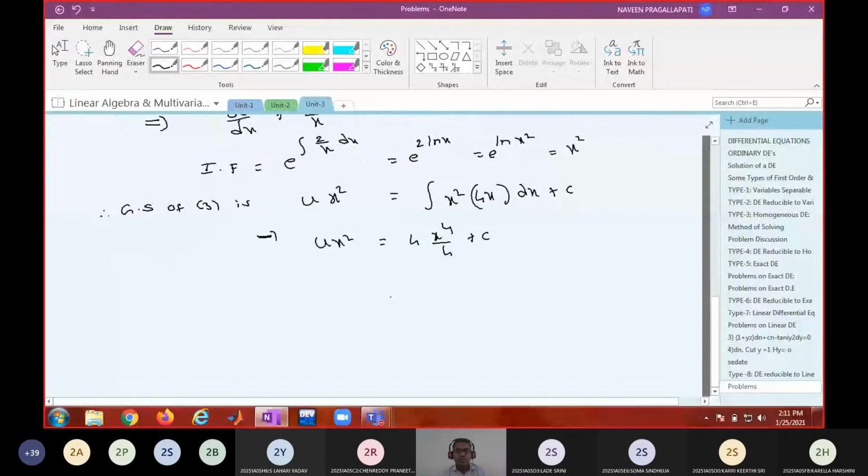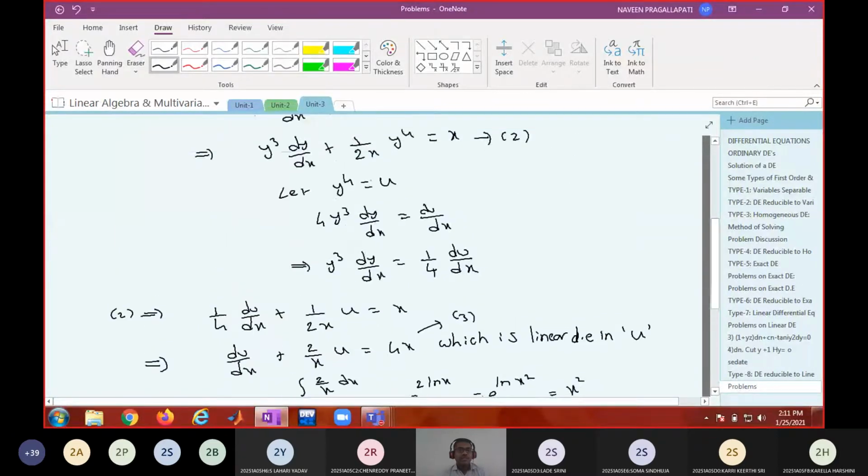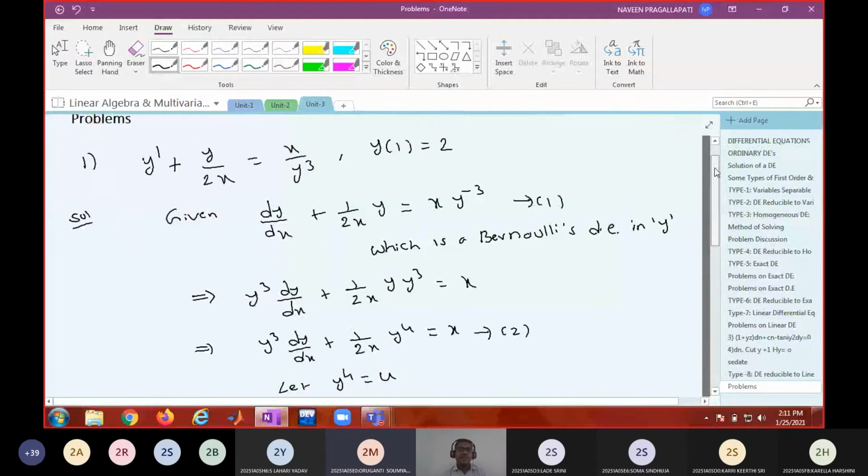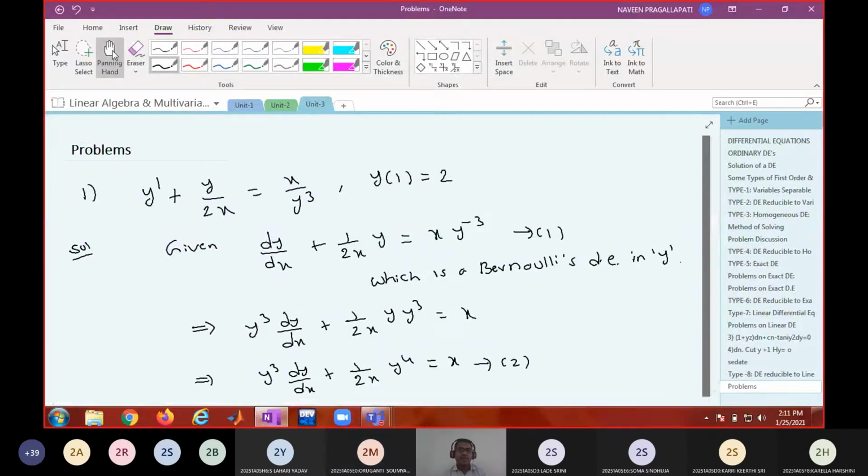So what is u? u is y power 4. Substitute back. So y^4 x^2 = x^4 + c. Is our solution completed? Do we have to do anything else? Use the initial condition to find the value of c.